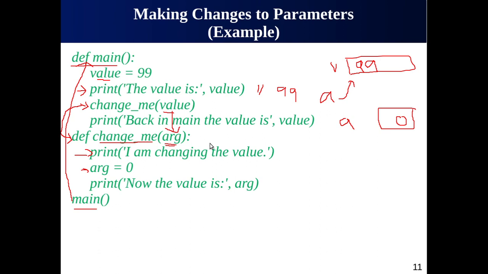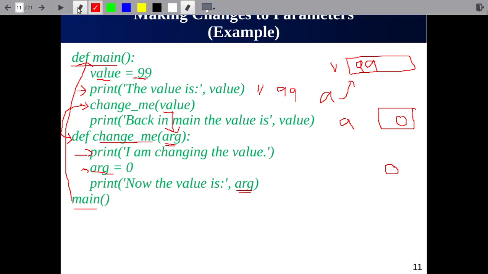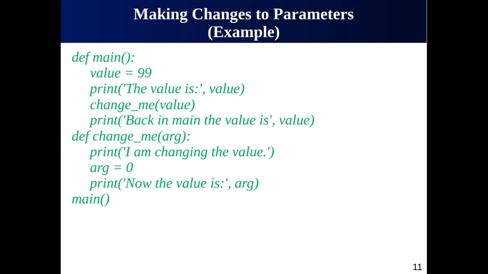A represents the argument. Now it will display the value of arg, so it will display 0, not 99. Now we have changed the value of the argument inside the function change me. Okay, let me repeat the concept.